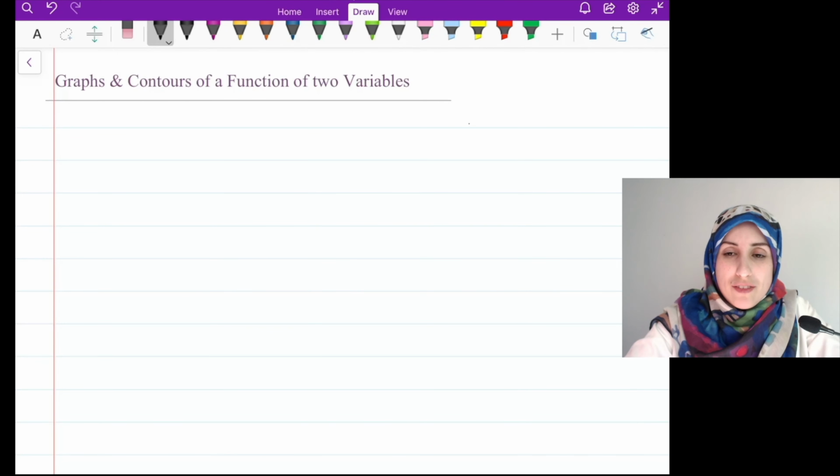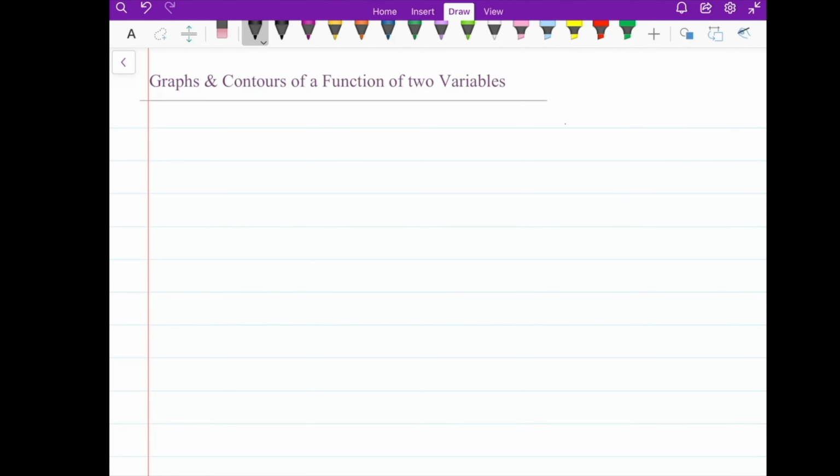This video is part of the lecture for multivariable calculus, and I'm going to talk about graphs and contours of a function of two variables. So let me start. We're talking about graphs, and graphs help us to visualize a function. So we're going to see how to visualize a function of two variables.